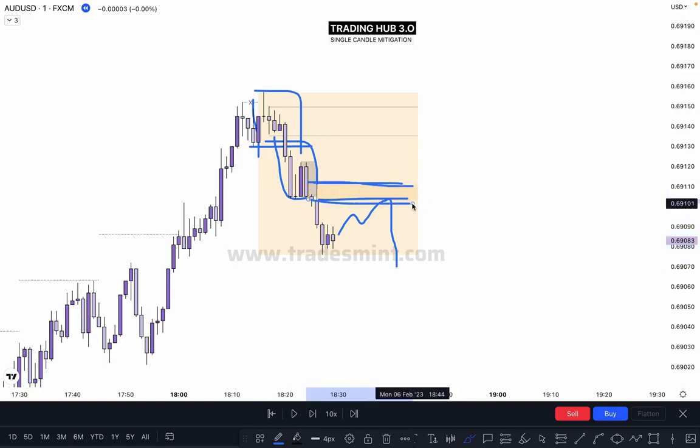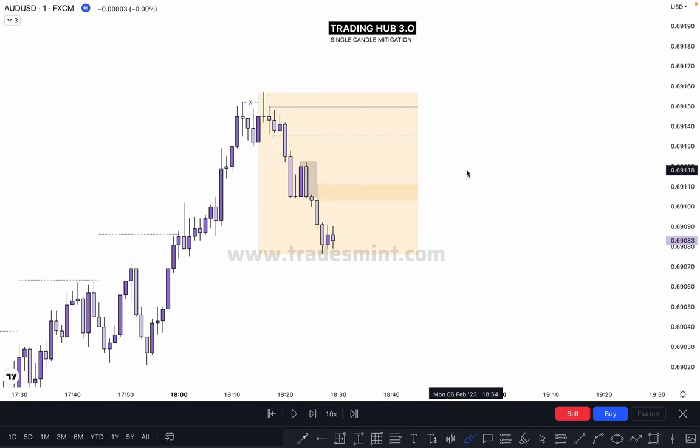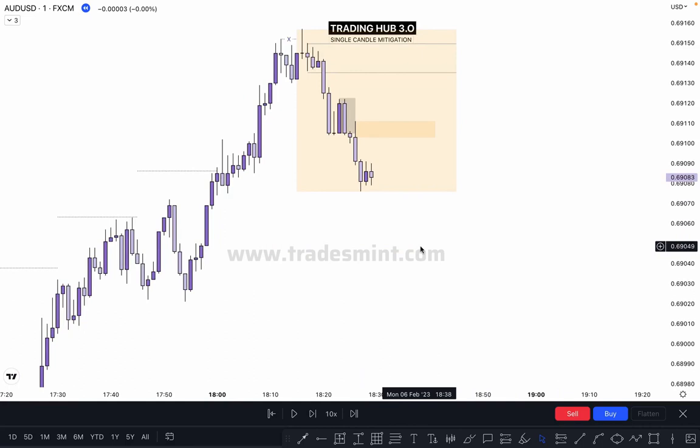Then you can sell here directly. But when you have multiple POIs, then you have to identify which is high probability compared to the first one and second one. So right now this one is weaker compared to this one, and always the extreme is high probability. But if the market creates a single candle order block here, then definitely you can take entry here for sell.